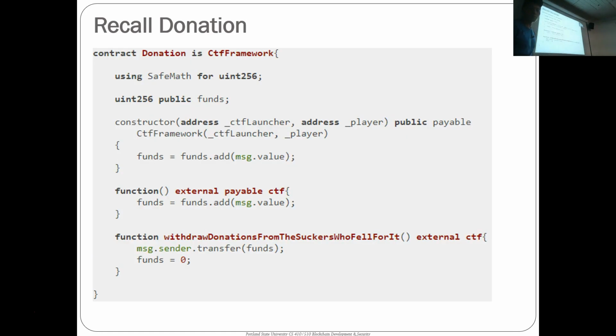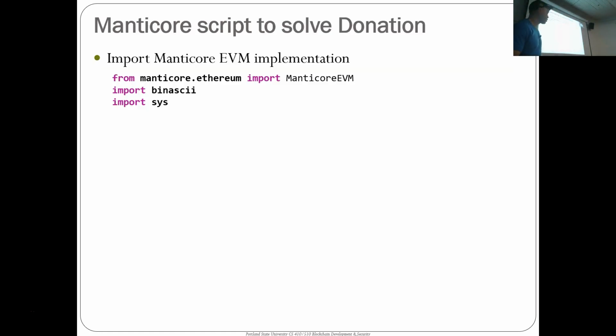Okay. So now we're going to solve the donation level, and the donation level is pretty trivial because all we need to do is withdraw. We need to just send the contract this function call, and we'll get all the money back. But this is more of a way to show you how the mechanics of running Manticore work. So this is the script I'm going to walk through. If you go into your container and you go into the Manticore scripts, in the Python donation file, you'll see this.